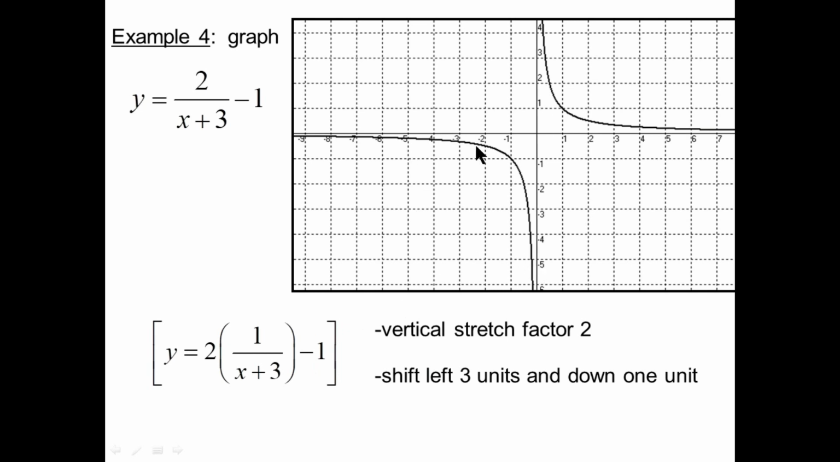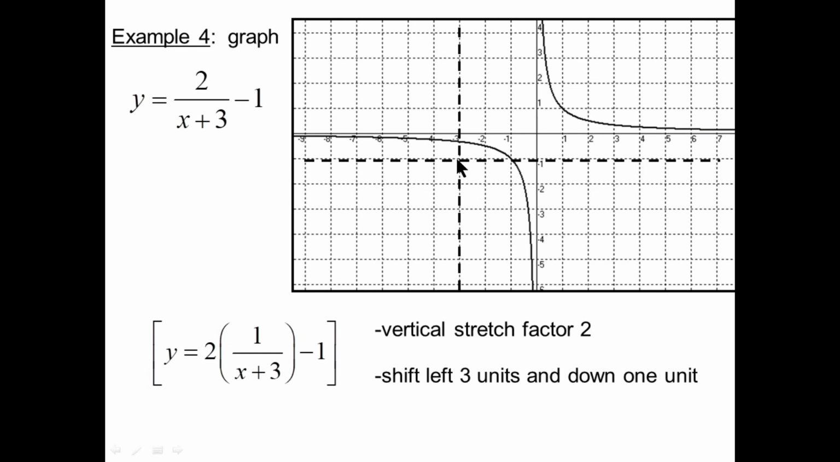Now, since this one has the asymptotes, we deal with them first. So shift the asymptotes to the left 3. So we'll put an asymptote here instead of the y-axis, because that's 3 to the left of the y-axis, and down 1. So this would be the x-axis shifted down 1. So there's our new asymptotes.